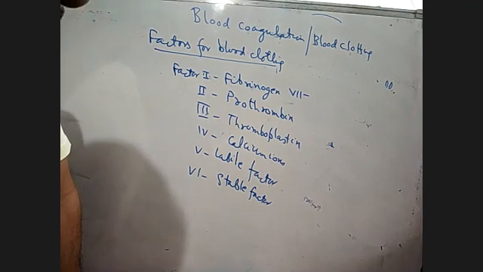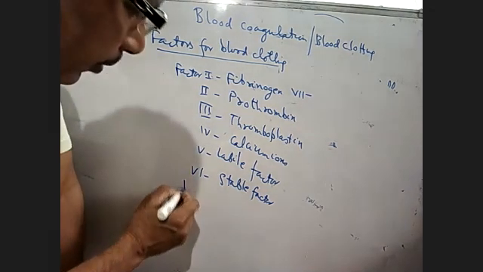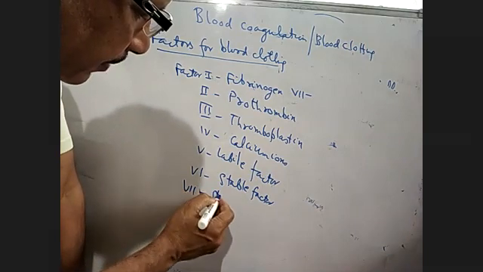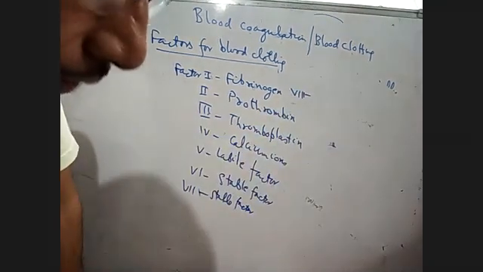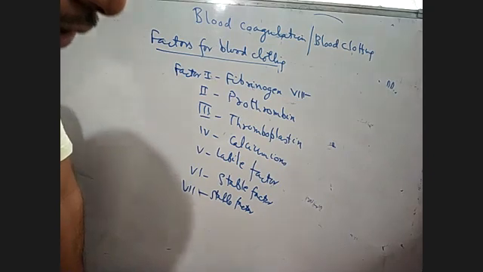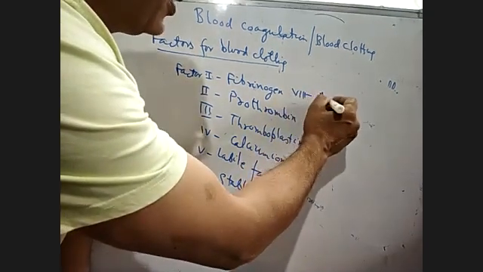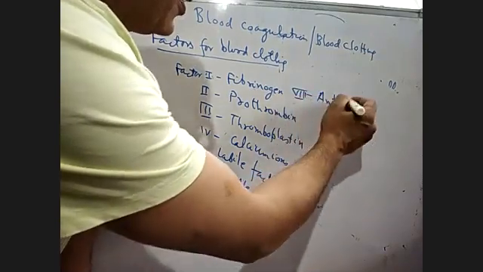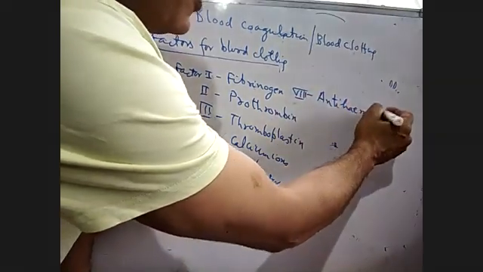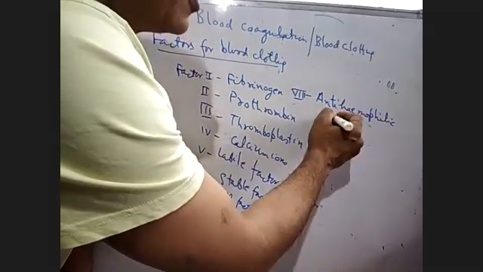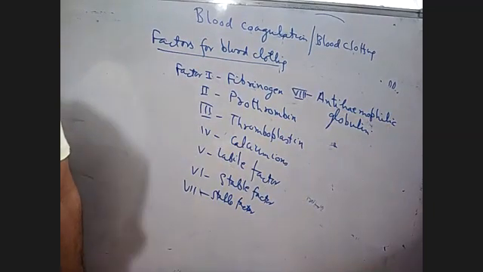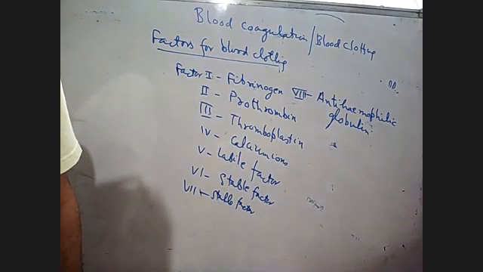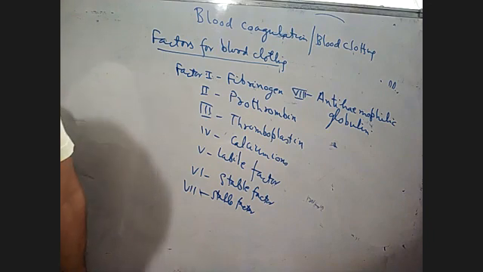Now factor 7 is also called stable factor. Factor 8 is called anti-hemophilic globulin. And factor 9 is called thromboplastin factor.